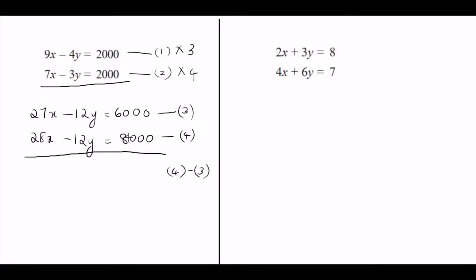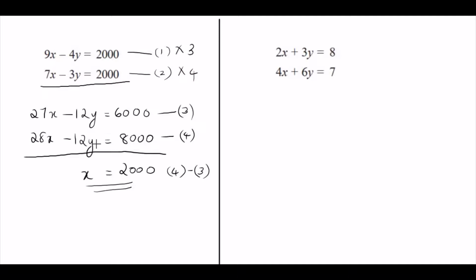When you subtract, you get 8000 minus 6000 is 2000. That is equal to minus 12y minus minus 12y, that is minus 12y plus 12y. So you get this y variable eliminated. Now 28x minus 27x is x. So x is equal to 2000. Now we have got the value of x.